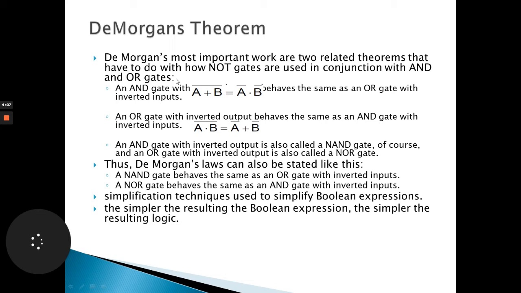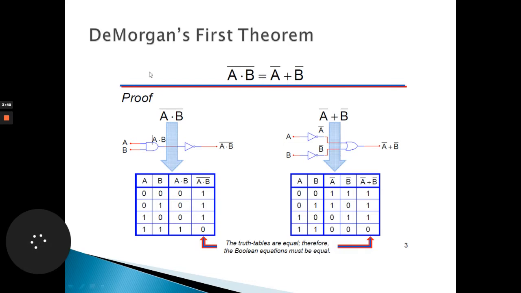So the first equation is of the NOR gate. It says that the NOR operation is similar to the AND operation having inverted inputs, and the NAND operation is similar to the OR operation with their inverted inputs. Next we'll see the proof of these two equations.